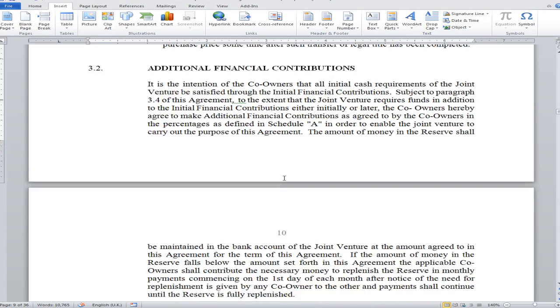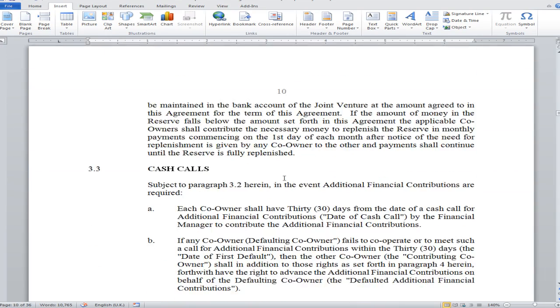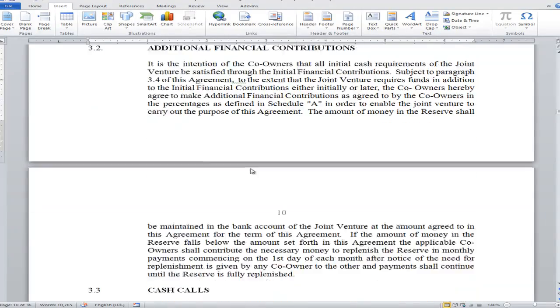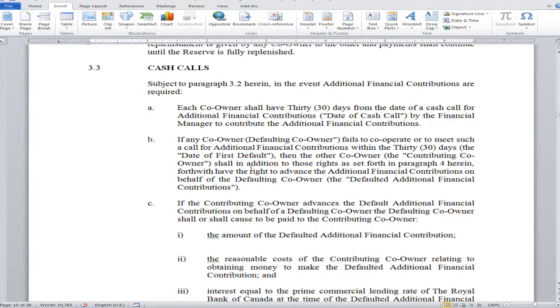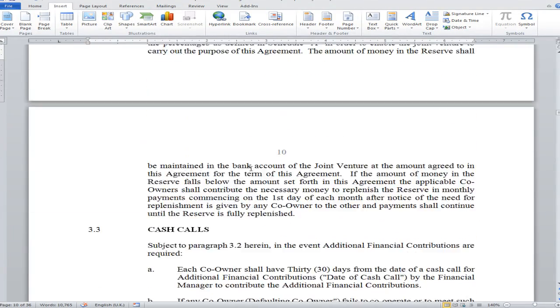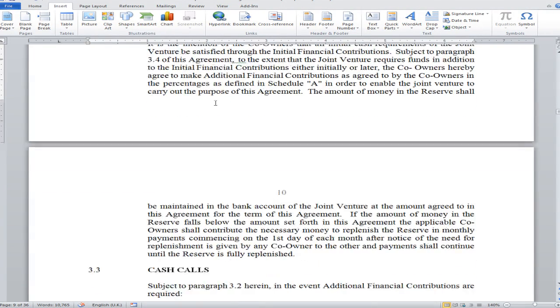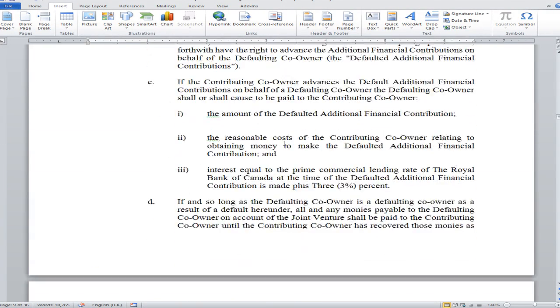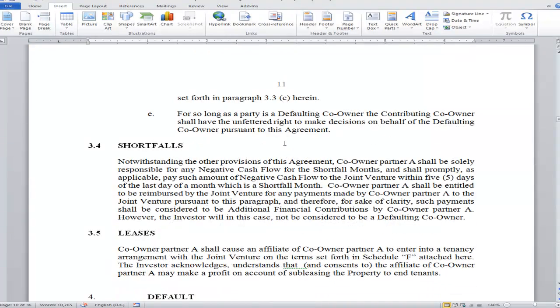So I created this in such a way that we could do that. Of course, there may be cash calls, and I have actually had cash calls. They are just a part of doing real estate. And so additional financial contributions are also there. And all of that is determined in the Schedule A. And we'll be looking at that in just a couple of minutes.